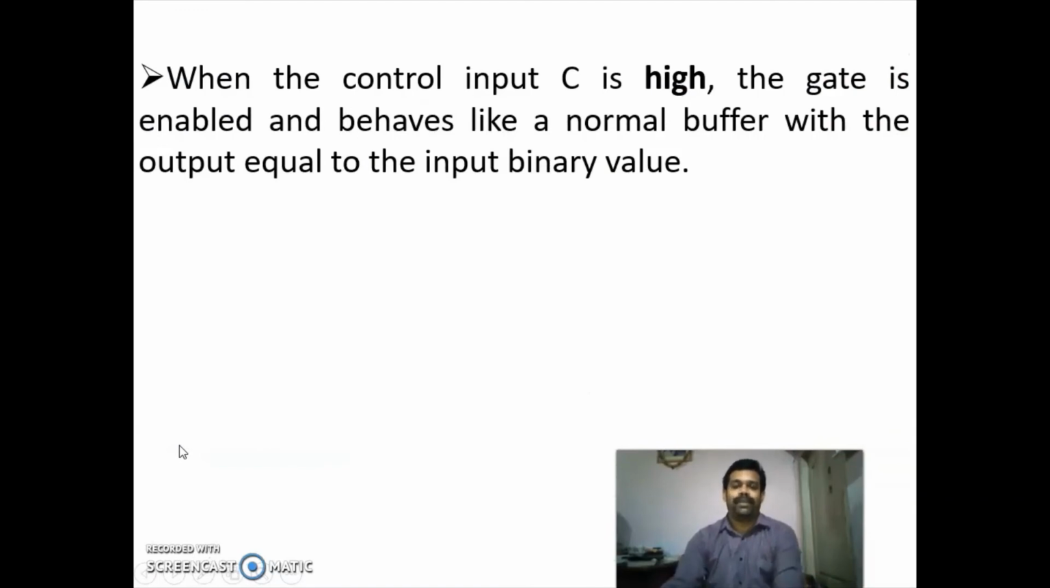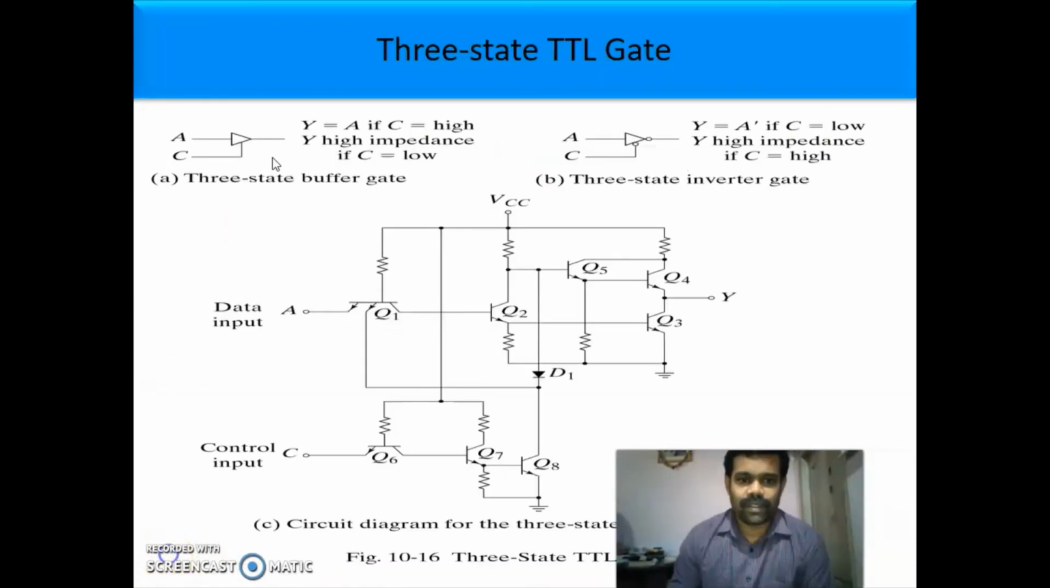When the control input is high, the gate is enabled and behaves like a normal buffer. Already we have seen this. Here in this normal three-state buffer gate, y is equal to a, and you will get the output when C is high. So this is a normal gate and this is a three-state inverter gate. In the inverter gate, you get y is equal to a bar if C is low.